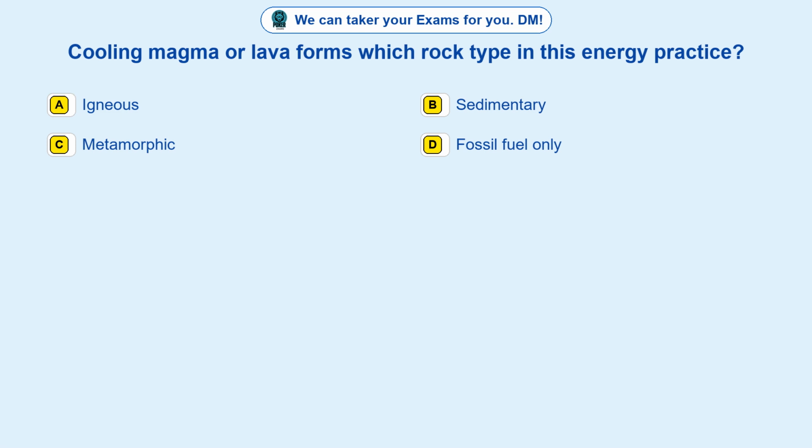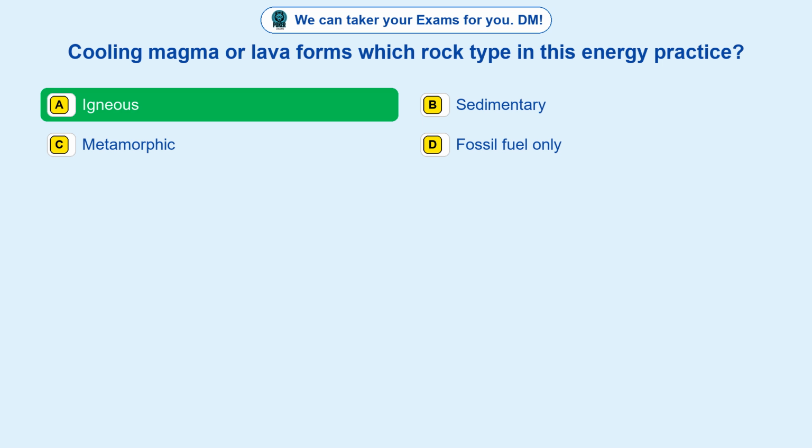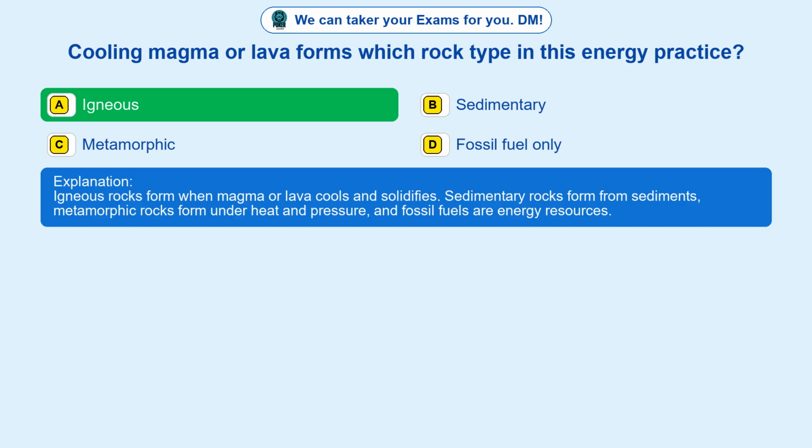Question 84. Cooling magma or lava forms which rock type in this energy practice? Option A, igneous. Option B, sedimentary. Option C, metamorphic. Option D, fossil fuel only. The correct answer is option A, igneous. Igneous rocks form when magma or lava cools and solidifies. Sedimentary rocks form from sediments, metamorphic rocks form under heat and pressure, and fossil fuels are energy resources.